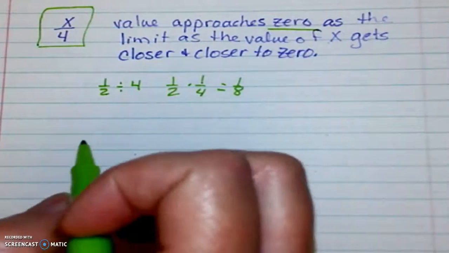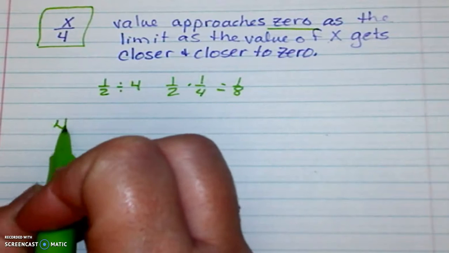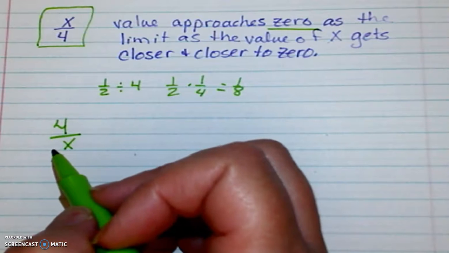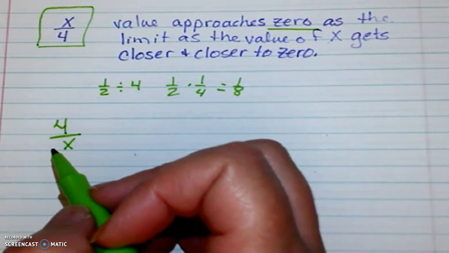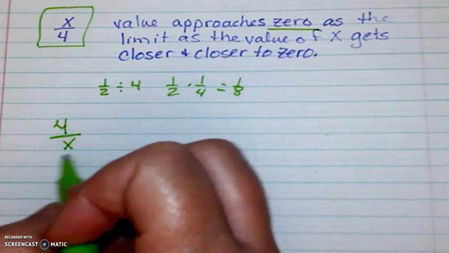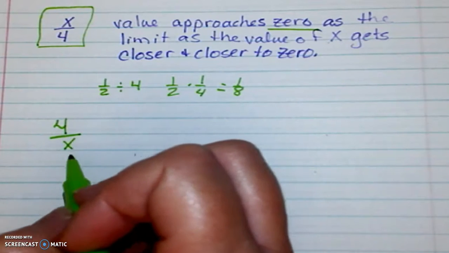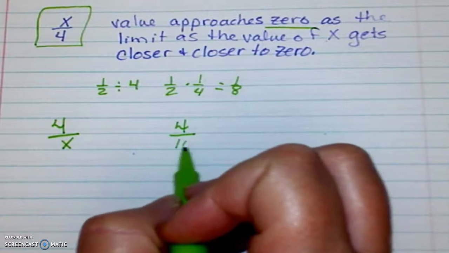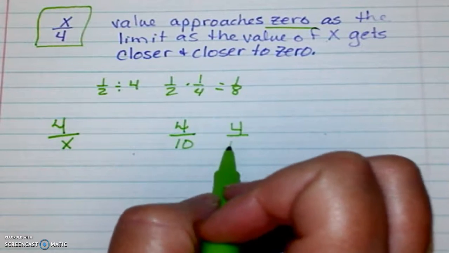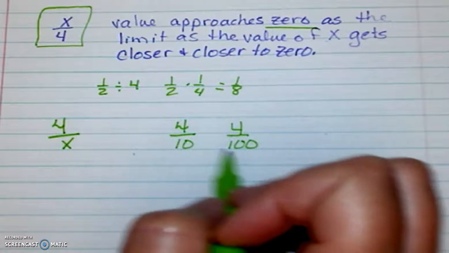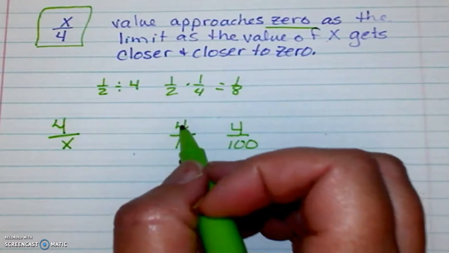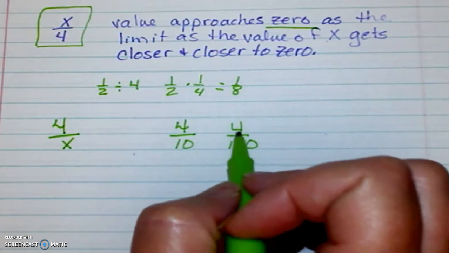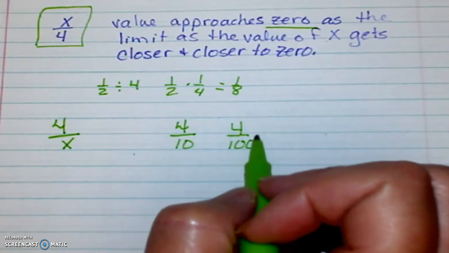Maybe the numerator is fixed. If the numerator is fixed, such as 4 over x, now what happens? The value of the numerator is fixed, so the whole fraction's value depends on the denominator. Now remember, if I ask you to compare 4/10 to 4/100, which one is larger? Well, I would rather have 4 pieces out of a whole split into 10 than 4 pieces out of a whole split into 100.